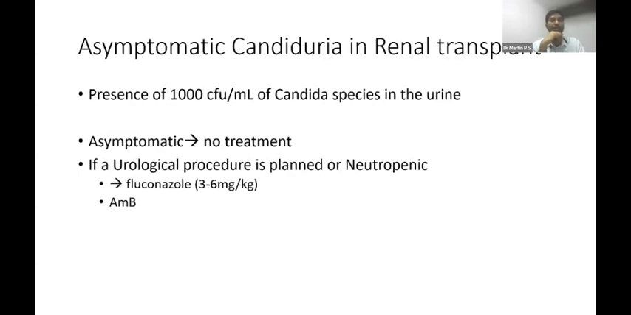And for asymptomatic candiduria in renal transplant, as Madam said, the presence of more than 10^3 colony forming units is required to show that it is a significant infection. And when it's asymptomatic, no treatment is usually advised. But if a urological procedure is planned or the patient is neutropenic, definitely these patients should be given a course of fluconazole or amphotericin B, whichever is appropriate for that particular patient, and treated; only then should the urological procedure be done.